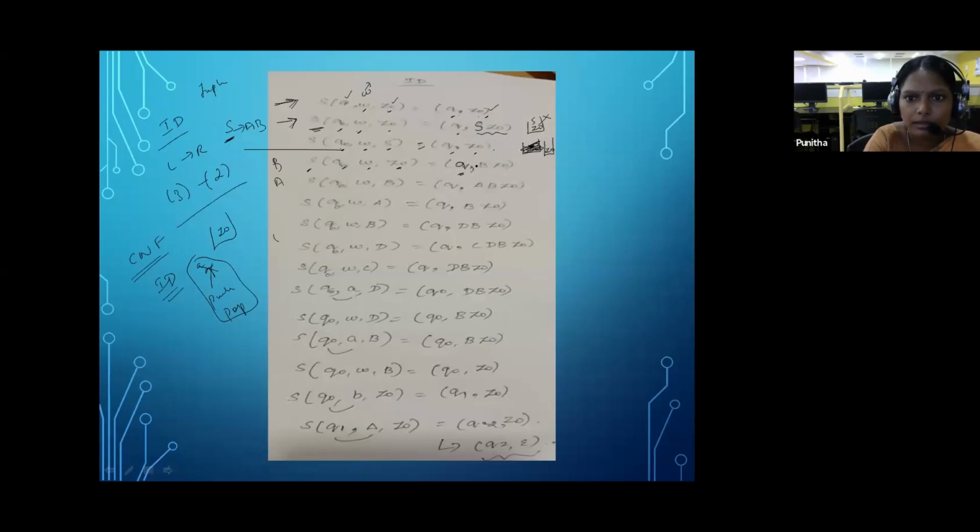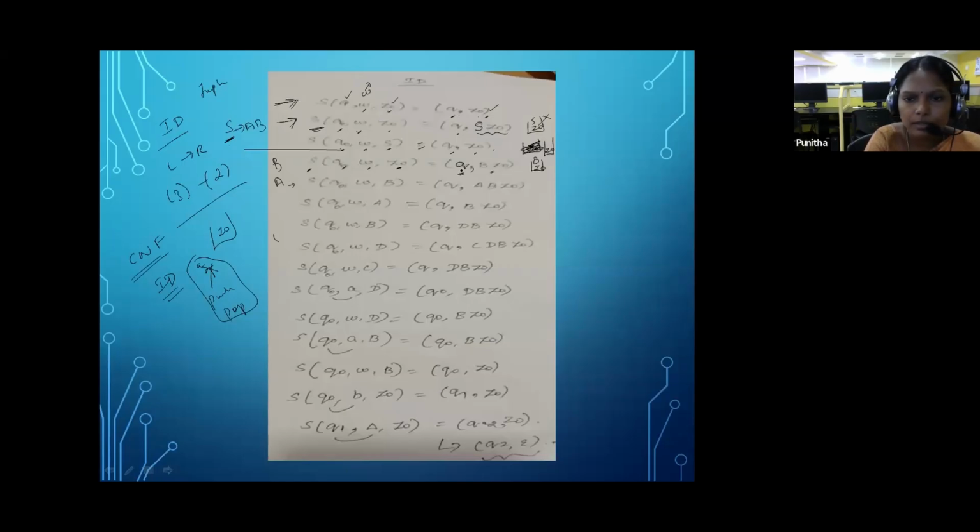Now I'm performing the push operation. Performing the push operation means B will be pushed into the stack. Already one element, Z naught, is present. Now I'm pushing B. So the status of the stack will be B Z naught. Okay, in this next step, I'm performing the push operation, that is, I'm pushing A into the stack.